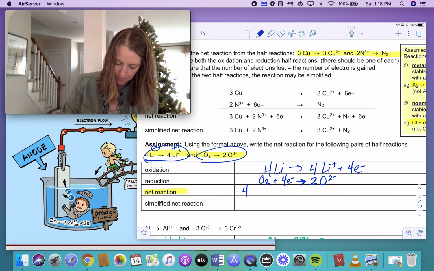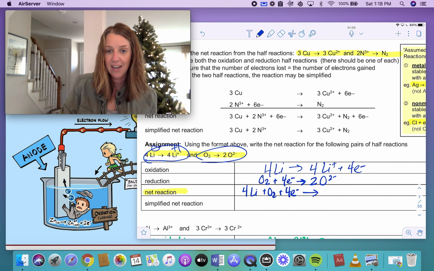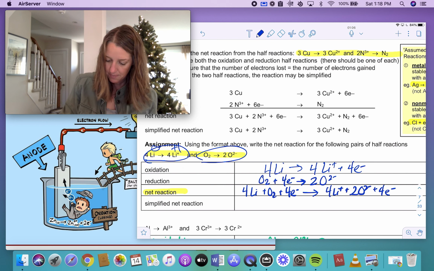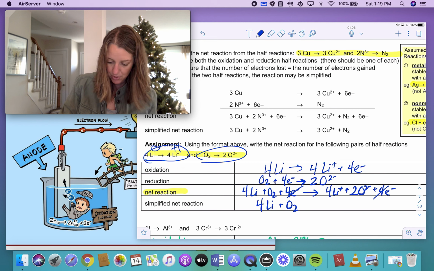Okay, so here we go. 4Li plus O2 plus 4e-. I'm just adding everything that was on my reactant side for my net reaction. Okay, and that's going to go to 4Li+ plus 2 O2- plus 4 electrons. Cancel out my electrons on the reactant and product side, and my simplified net reaction is 4Li plus O2 going to 4Li+ plus 2O with a 2 negative charge.